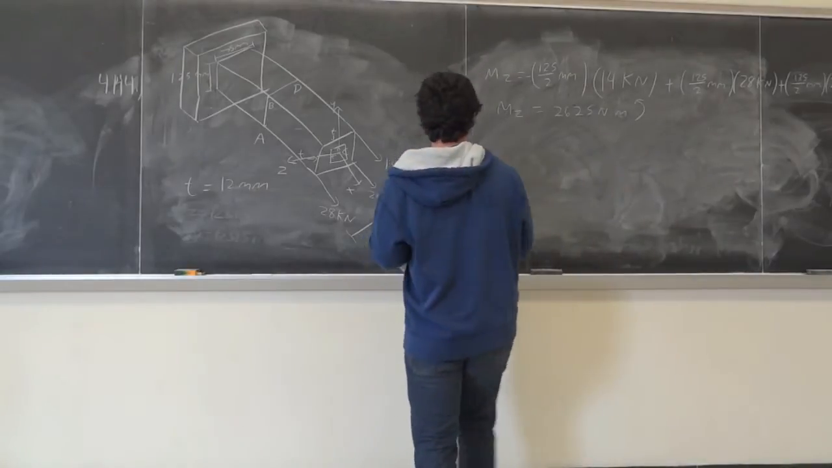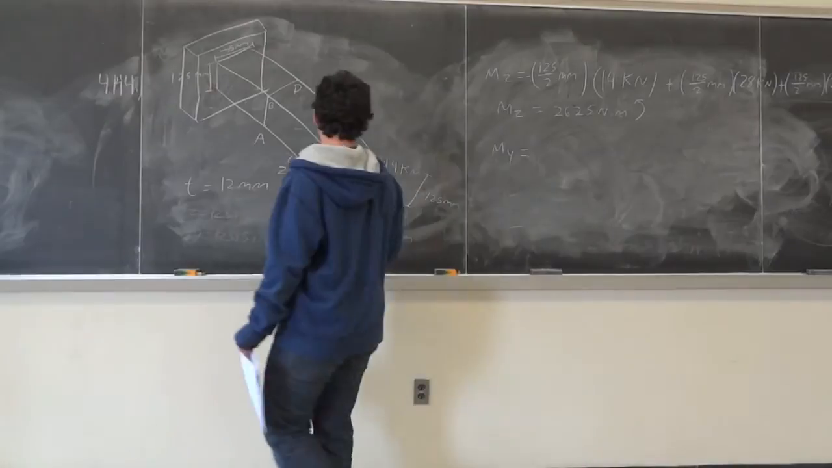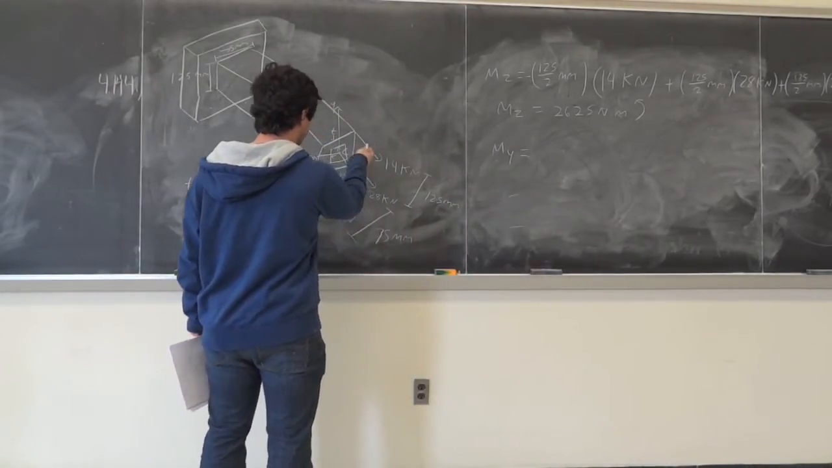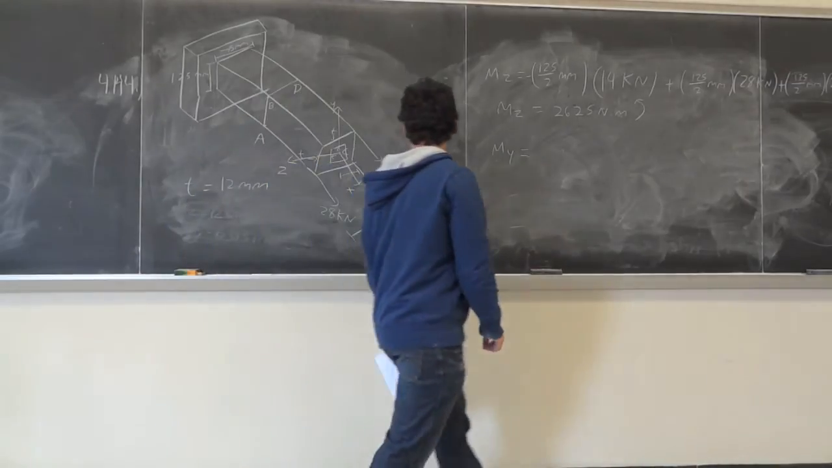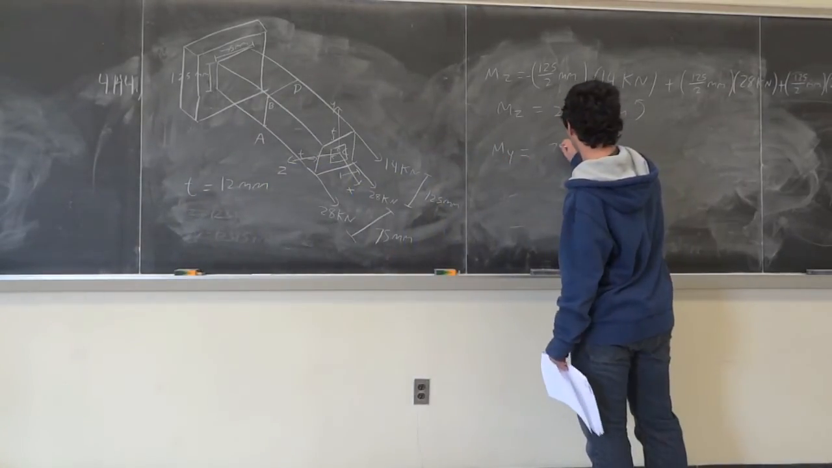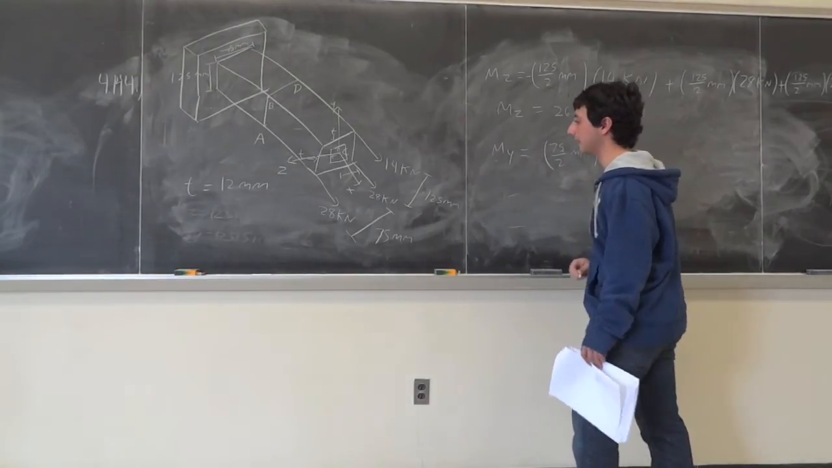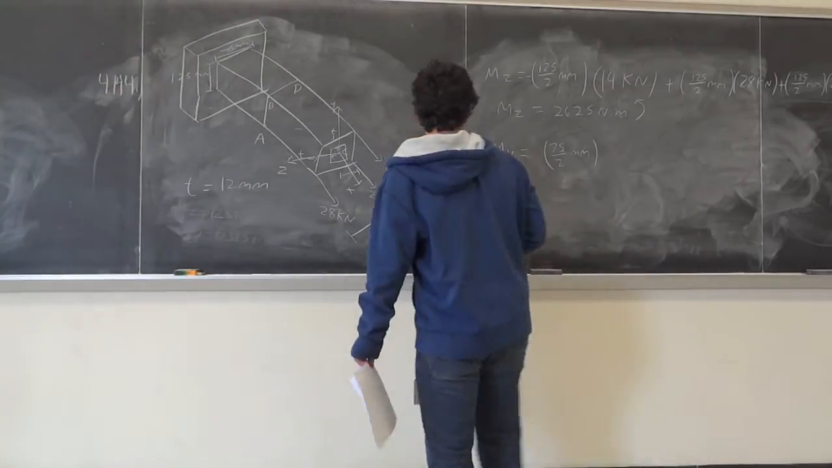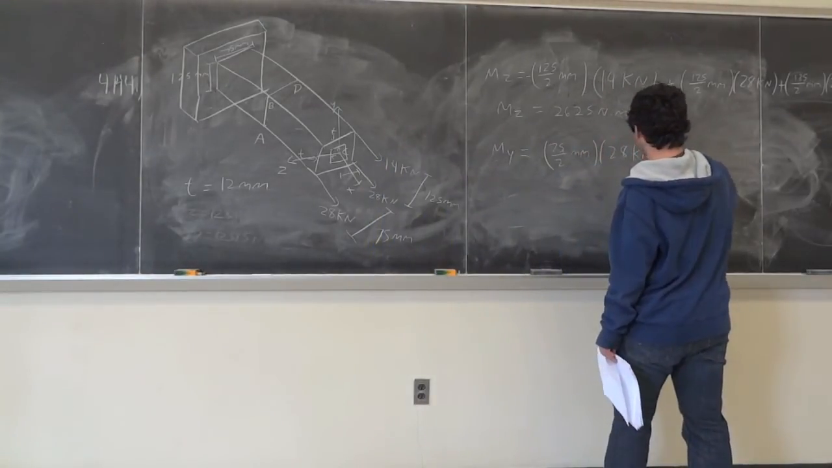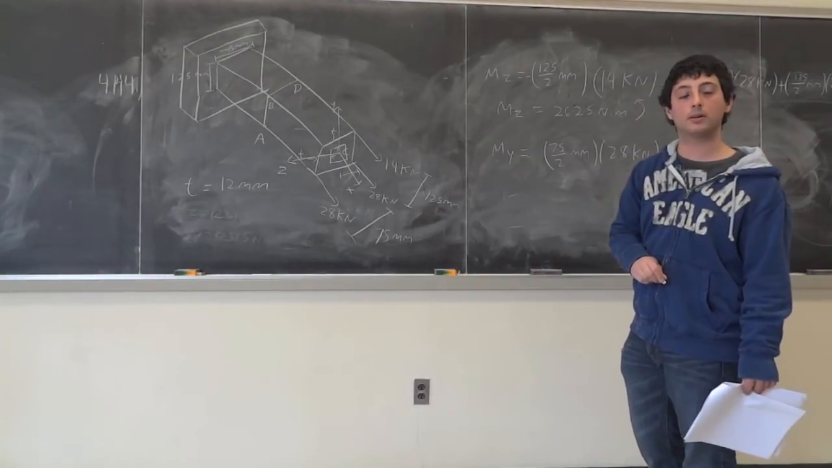Alright, and we also need the moment around the y-axis, and what is that? You need this distance from here to here, multiplied by this force, and then multiplied by this force. That distance was 75. So 75 over 2 millimeters, multiplied by 28. Is that positive or negative? One positive, one negative.